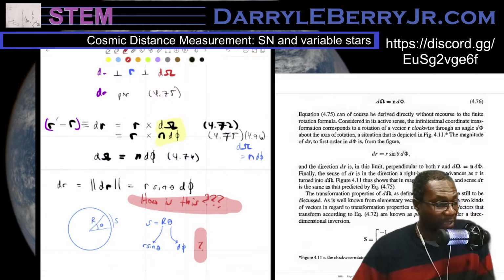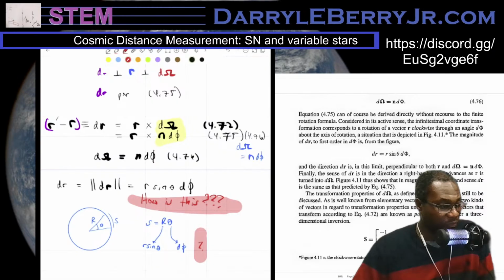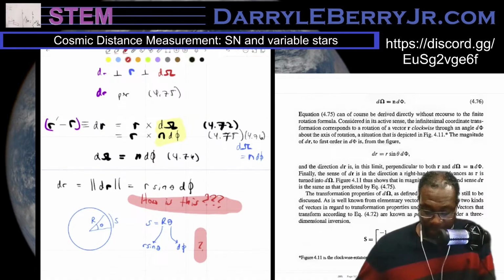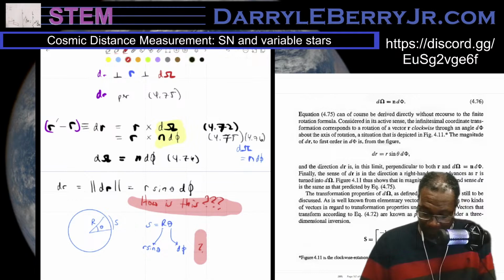As is well known from elementary vector algebra, there are two kinds of vectors in regard to transformation properties under an inversion. Vectors that transform according to equation 4.72 are known as polar vectors.